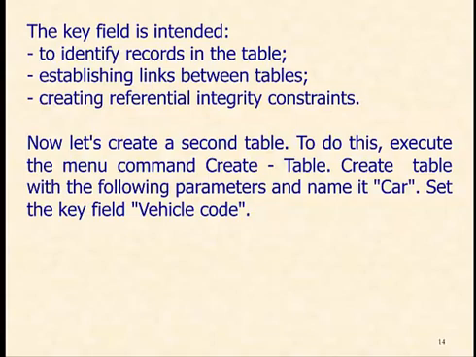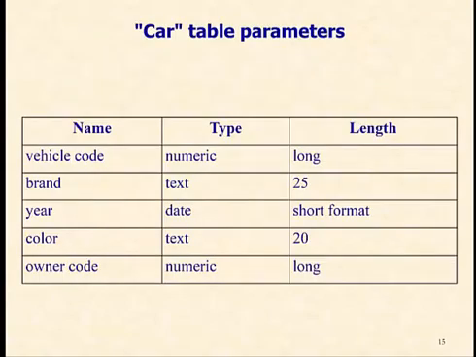Now let's create a second table. To do this, execute the menu command create and table. Create table with the following parameters and name it car. Set the key field vehicle code. Here you can see car table parameters.